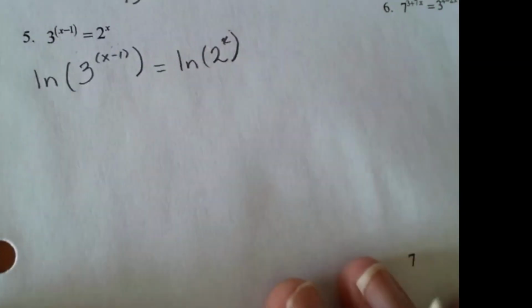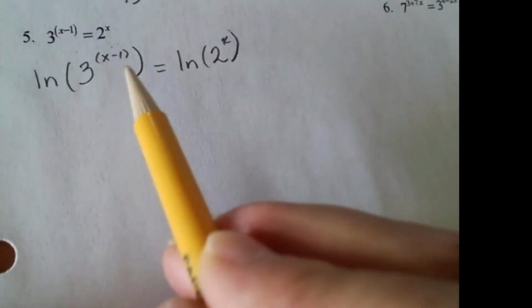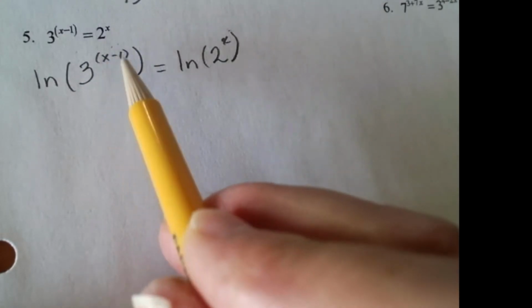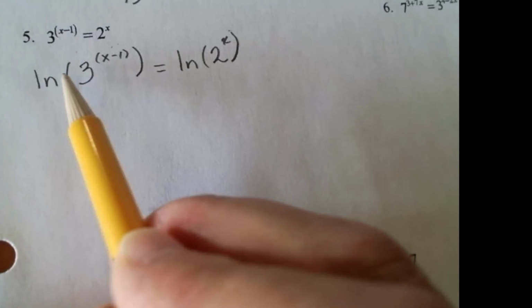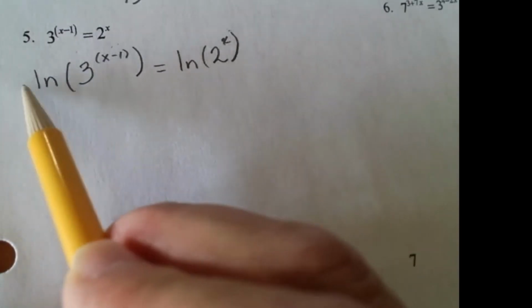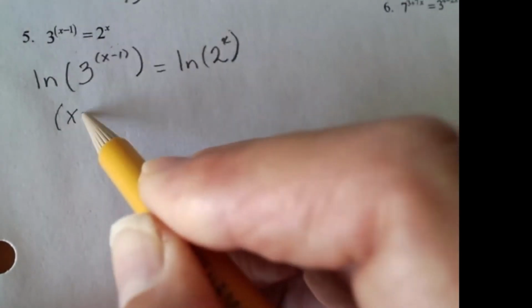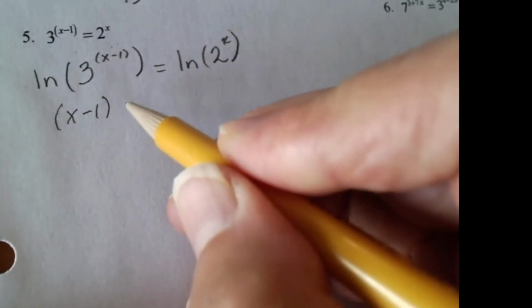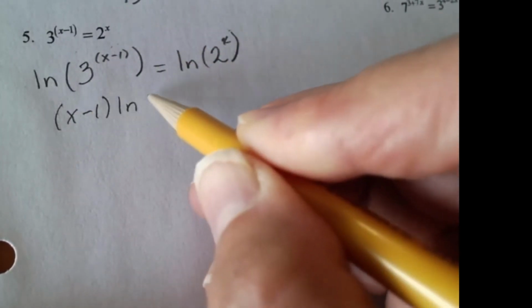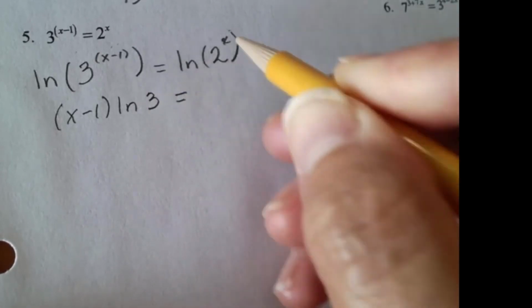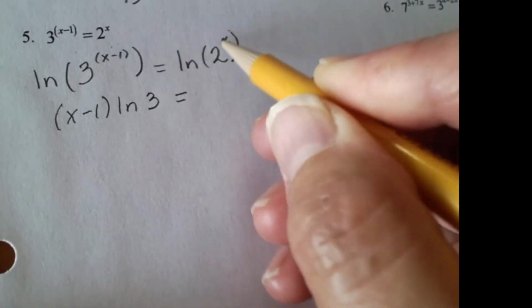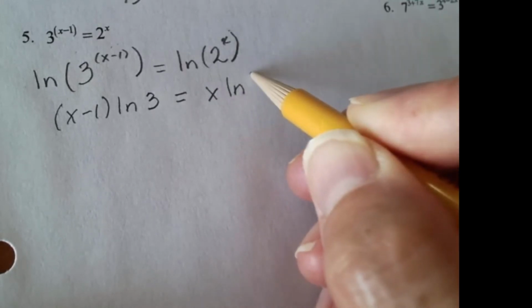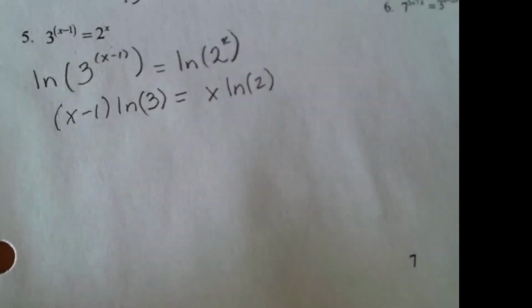Just like that. And now we're going to use our power rule again to move the exponent here on the 3 in front of the natural log expression. It becomes a coefficient, and bring along with it the parentheses, because the parentheses is important. So x minus 1 times the natural log of 3 equals, and we're going to once again use the power rule, and we'll move this x as coefficient in front of the natural log of 2.